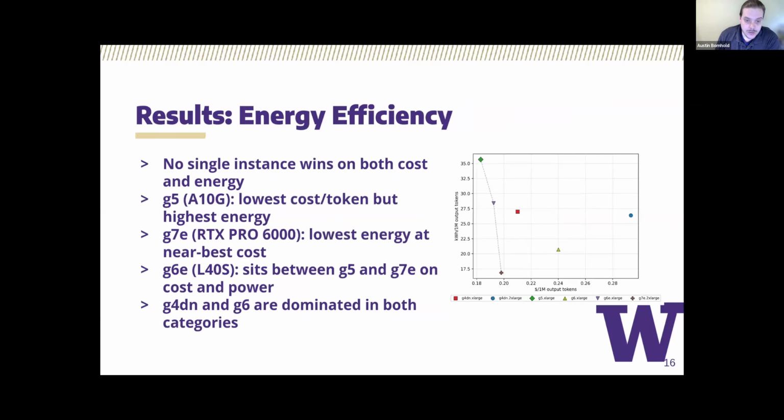Finally, we look at the energy efficiency of each one of these instances. The G7E is lowest in energy, and the G6E sits between the G5 and the G7E on both cost and power. The G4DN and the G6 are dominated on both parts by at least 1 other instance.